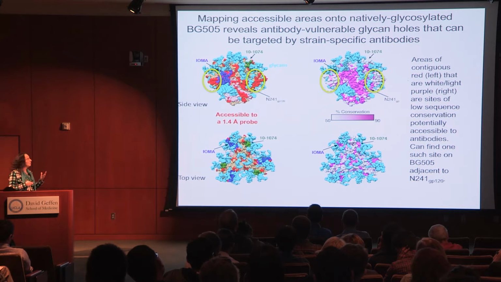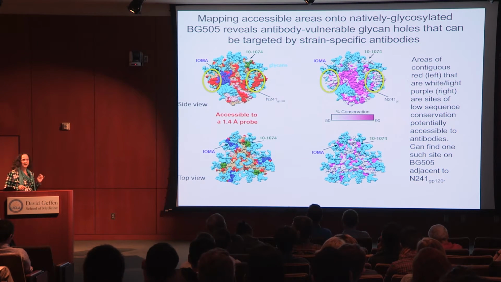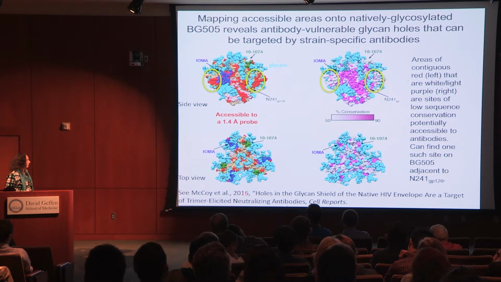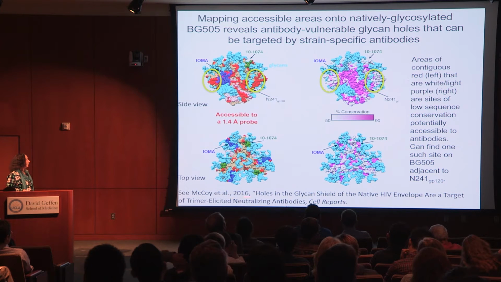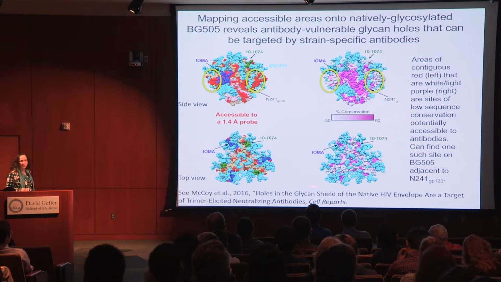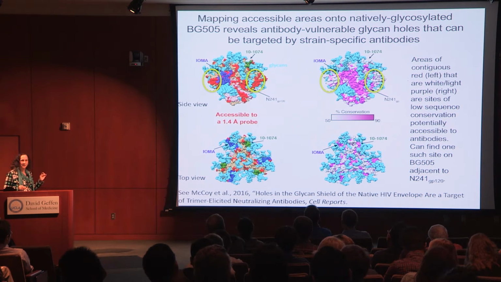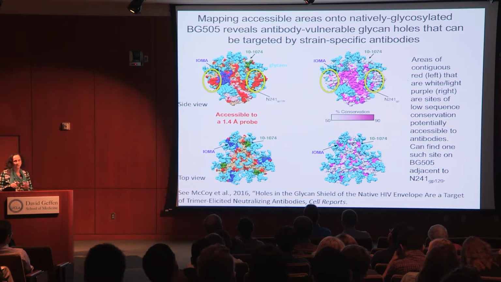So if you use this as an immunogen, which is being done right now, you're going to get strain-specific antibodies, and that's actually the topic of this paper here by Laura McCoy from Dennis Burton's lab. It's called Holes in the Glycan Shield. They're a target of trimer-elicited neutralizing antibodies. It was just published a month or two ago. It's exactly this site. When they inject this into rabbits, they get neutralizing antibodies, but they're against this site, so they only neutralize BG505. So more needs to be done to plug up these holes.